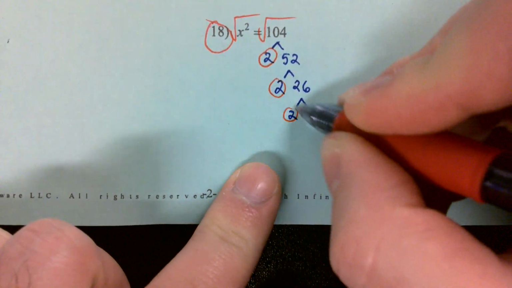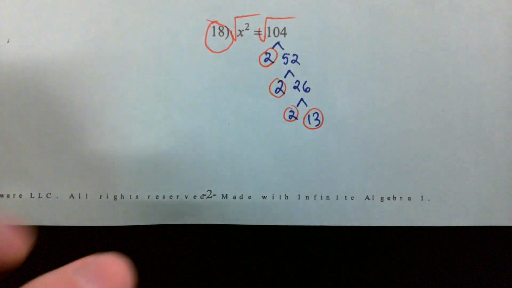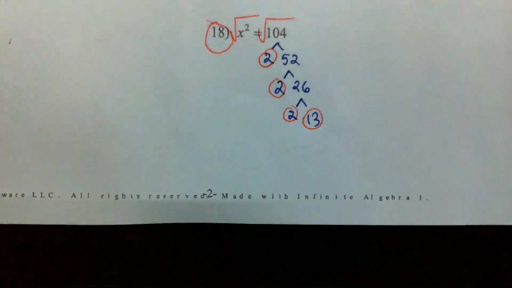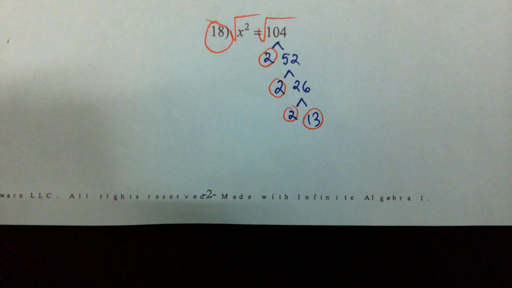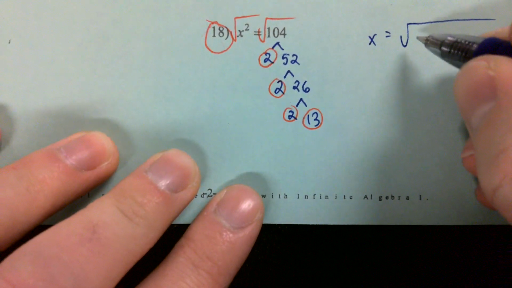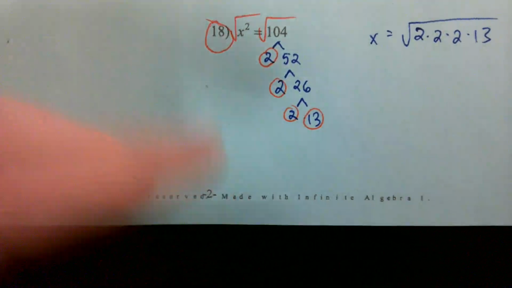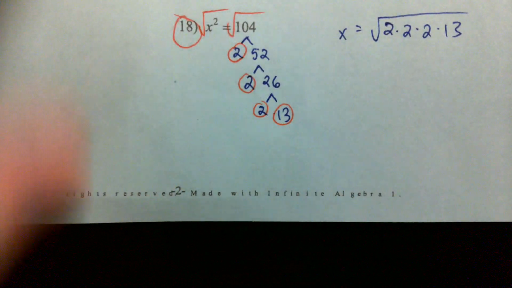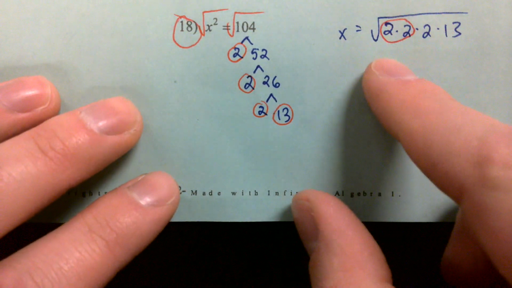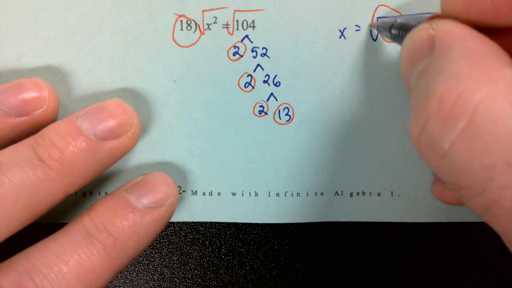I've got a 2, a 2, a 2, and a 13. Don't split 13 up into like 6 and 7 because your brain's going to tell you to add. We're only dividing here. So x is equal to the square root of 2 times 2 times 2 times 13. Is there any pairs we can circle up now? Pair of 2's. Do I circle up all 3 of them? Nope, just the pair. This single 2's got to get left behind.